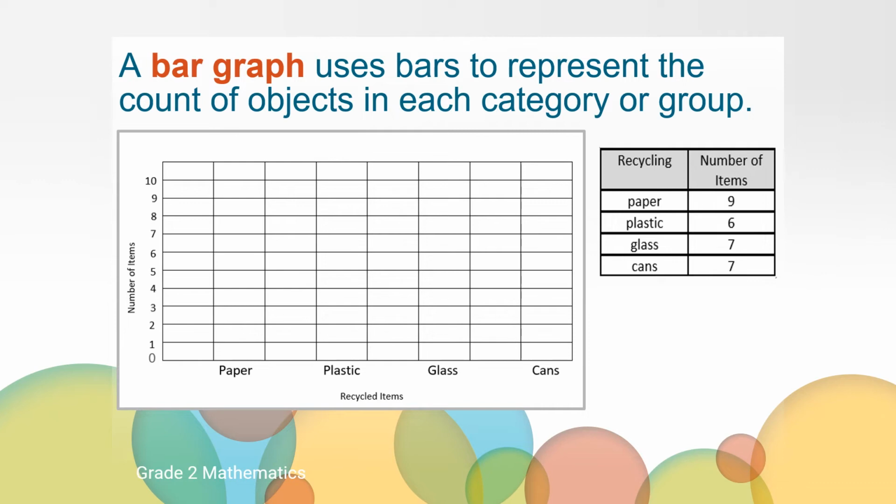Now we are ready to fill in the bars. Let's do the first one together. For paper, we had 9 items, so we will color in the boxes above the title, Paper. Next, let's color in the bar to represent the number of plastic recycling items. Using the data from the table, where do you think we should draw the bar on our graph? That's right, we'll draw a bar that goes up to the number 6.